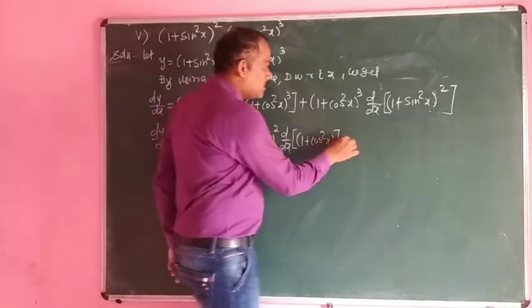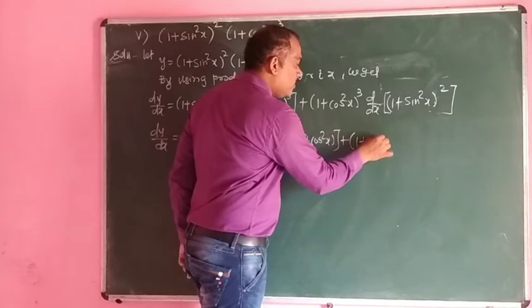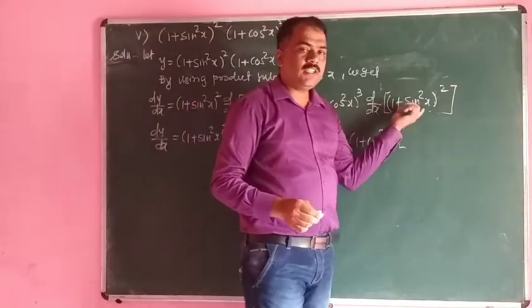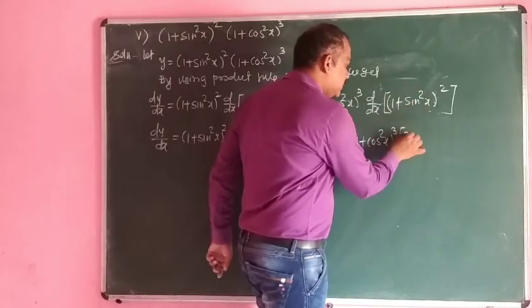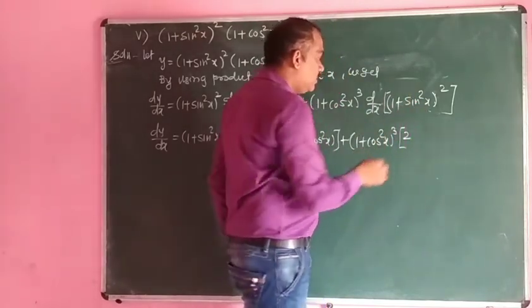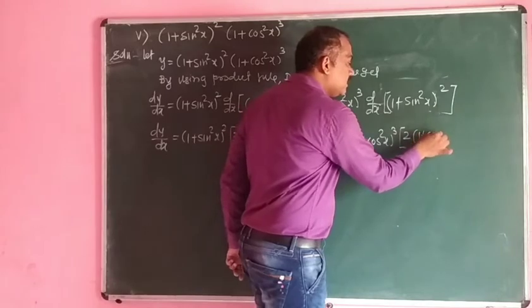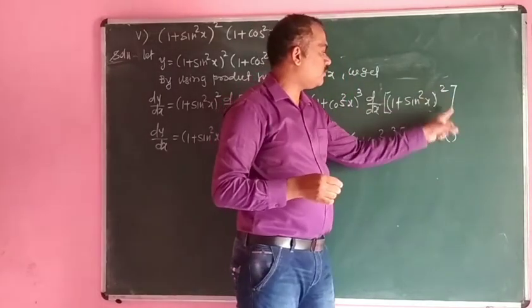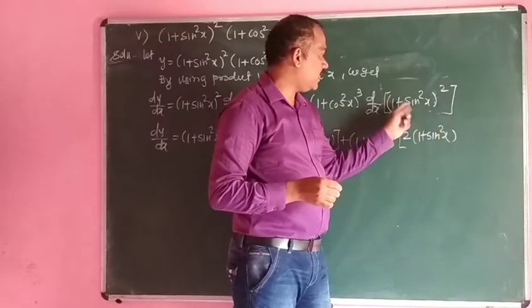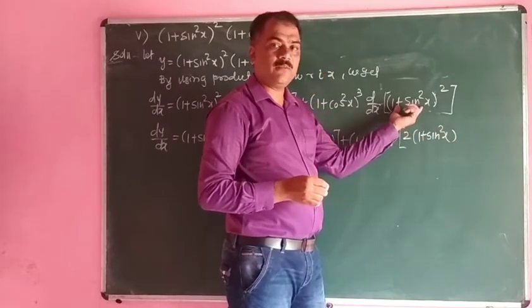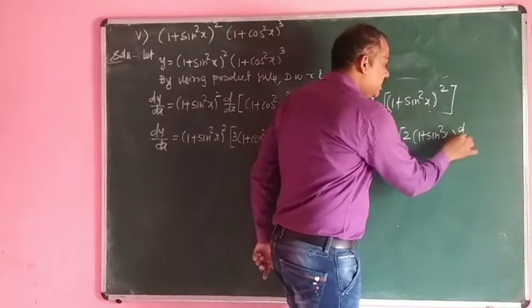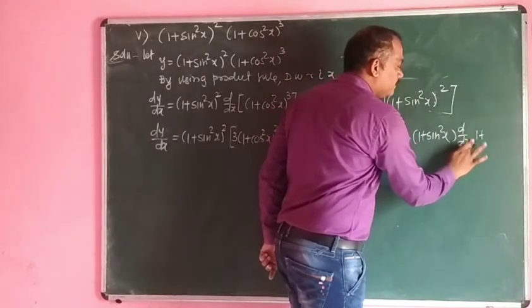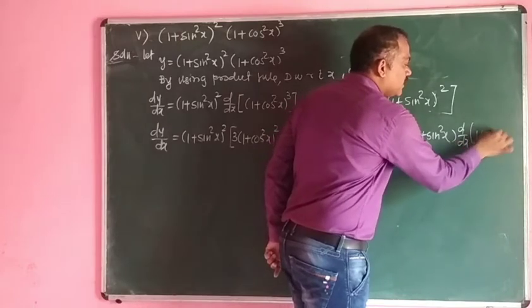Plus [1 + cos²x]³ into, again by using the power function formula, take the power as it is, 2 into [1 + sin²x], from that power we minus 1, that is 2 minus 1, 1. Now we have to take the derivative of this base, that is d/dx of 1 + sin²x.